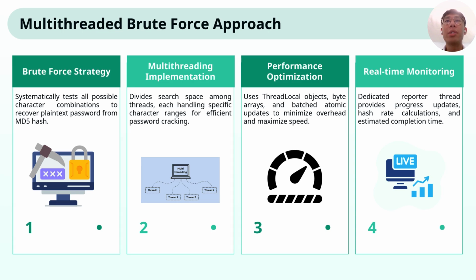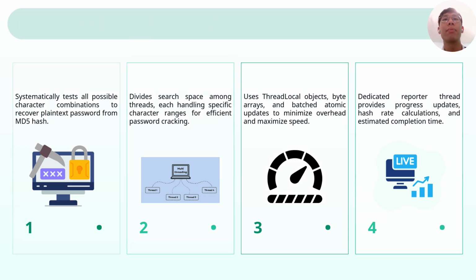For the multi-threaded brute force approach, our architecture relies on four pillars. Firstly, we use a brute force strategy to systematically test every combination, and then we implement multi-threading to split this massive search space across multiple cores. We also apply performance optimizations like thread-local and batch updates to maximize speed. Plus, we use real-time monitoring to provide live updates on hash rates and completion time.